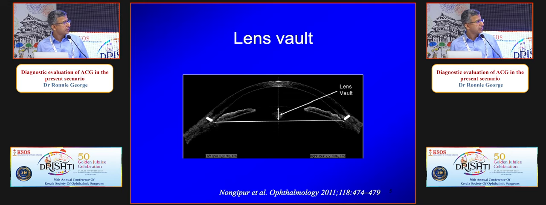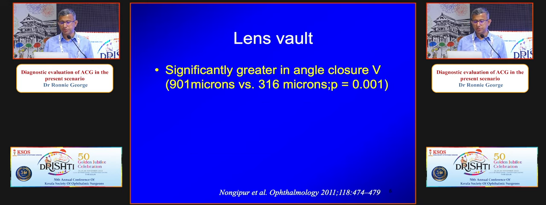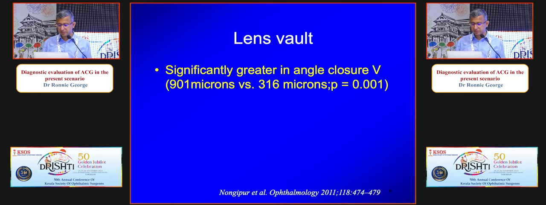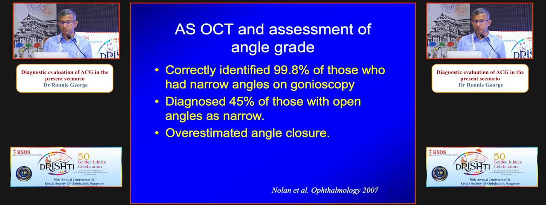The problem is that we don't really have well-defined cutoffs for this, but this is an additional piece of information that you can use. In fact, this paper that looked at angle closure versus normals had an almost 600 micron difference in lens vault between the two groups.